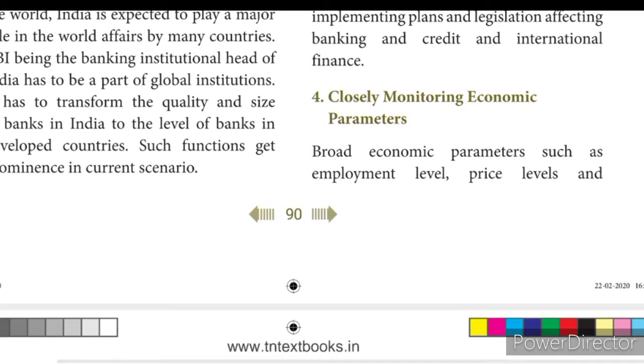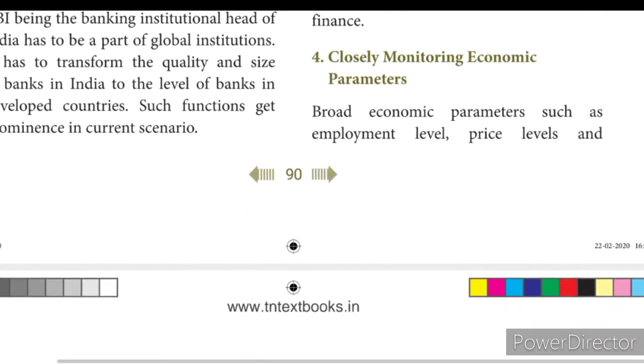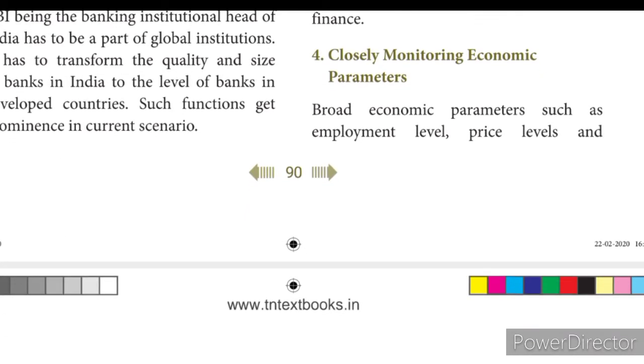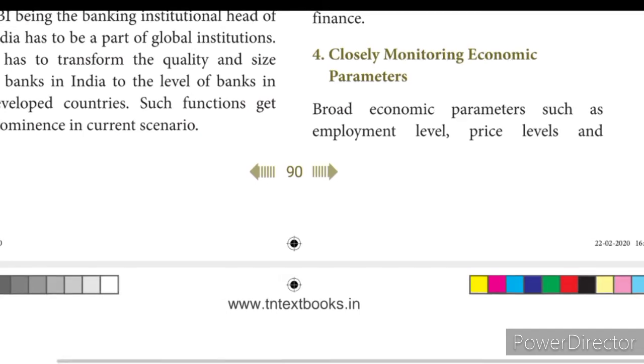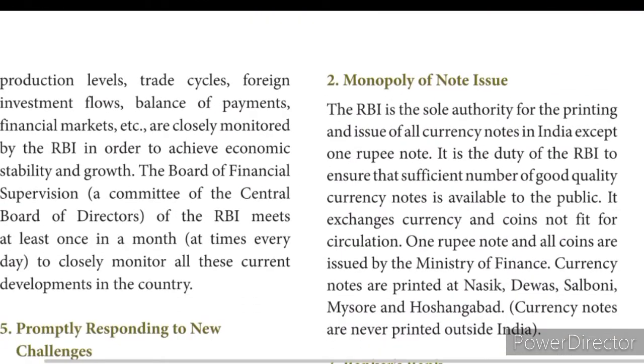The next one is closely monitoring economic parameters. That means it closely monitors the growth of the economy. Broad economic parameters such as employment levels, price levels, production levels, trade cycles, foreign investment flows, balance of payments, financial markets, etc. are closely monitored by the RBI in order to achieve economic stability and growth.